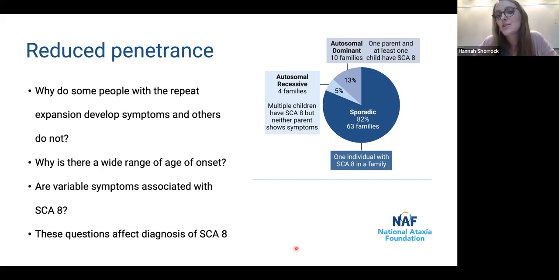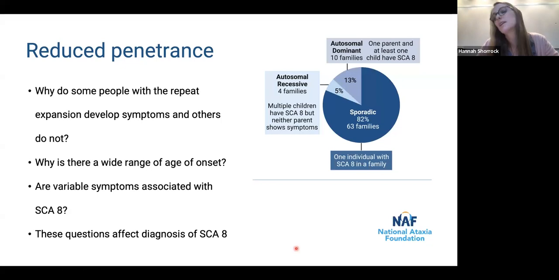So from what Celeste was saying when you were all coming online and where you're from, it seems like the majority of the participants here are from North America, where genetic testing for SCA8 is routinely offered, but that is not the case all over the world.